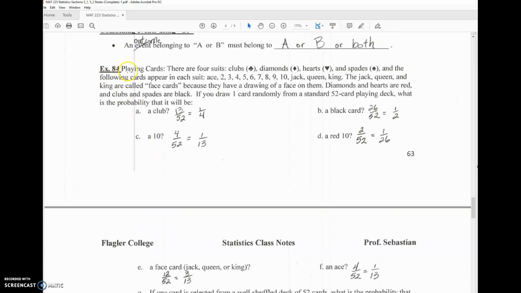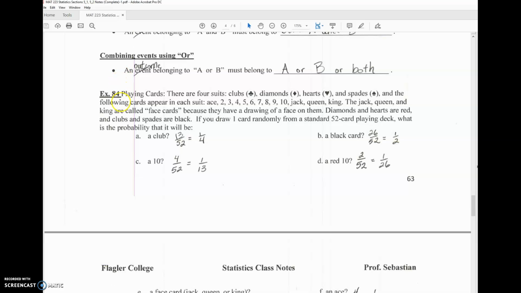All right, example 84, playing cards. I'm going to run through this entire example even though it starts on the next page. So playing cards. There are 4 suits: clubs, diamonds, hearts, and spades. Hopefully everyone understands playing cards and has played with them before. The following cards appear in each suit. You have an ace, then a 2, 3, 4, 5, 6, 7, 8, 9, 10, and then a jack, a queen, and a king, all in those suits. So there are 13 cards in each suit, making a total of 52 cards in the deck. The jack, the queen, and the king are called face cards because they have a drawing of a face on them. Diamonds and hearts are red. Clubs and spades are black.